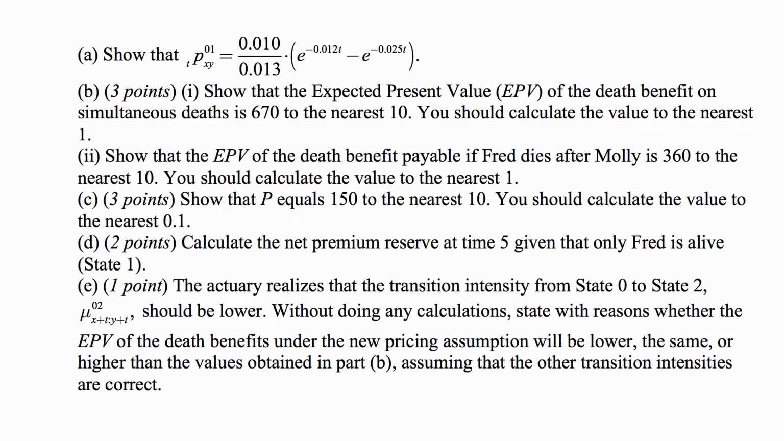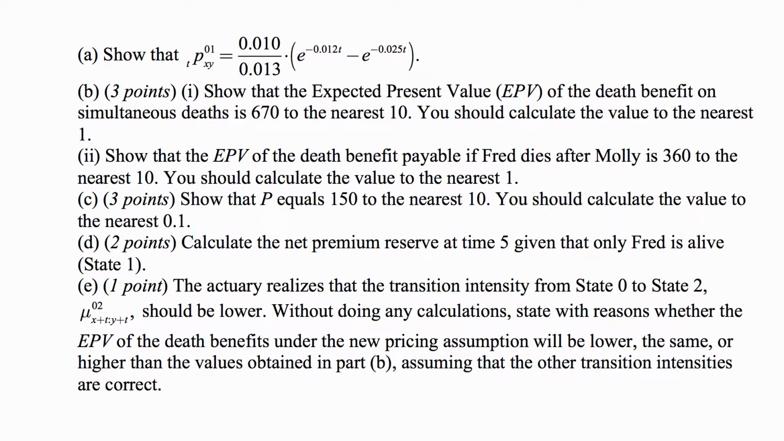For part A, our job is to show that the probability of transition from state 0 to state 1 in t years, or t units of time, is 0.01 over 0.013 times the quantity of e to the minus 0.012t minus e to the minus 0.025t.